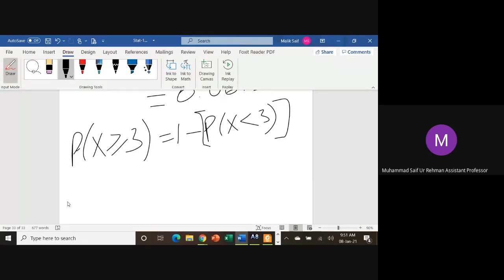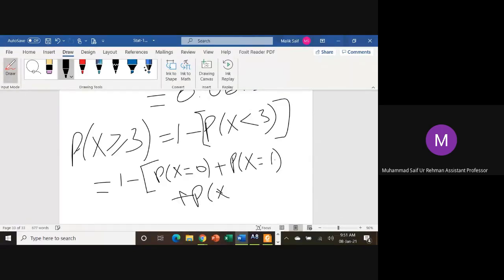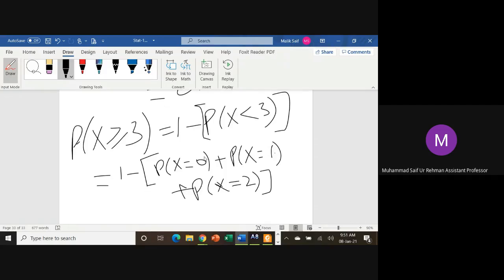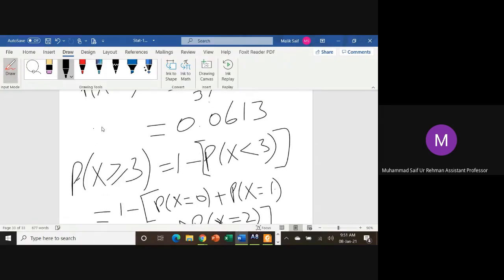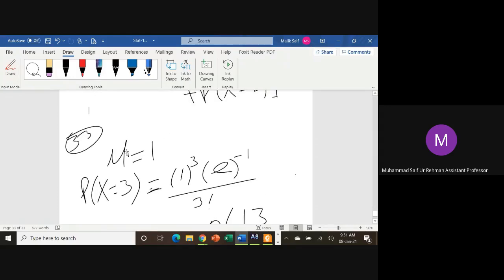Now you can write down the terms in this way. The terms that are less than 3: probability of x is equal to 0, this is the first term, plus probability of x is equal to 1, plus probability of x is equal to 2. And 3 will not be there because x is less than 3. So you will stop over here, 0, 1, 2. You will find out the probabilities for these 3, and whatever the answer is, you will subtract it from 1. This way you will have the required probability.